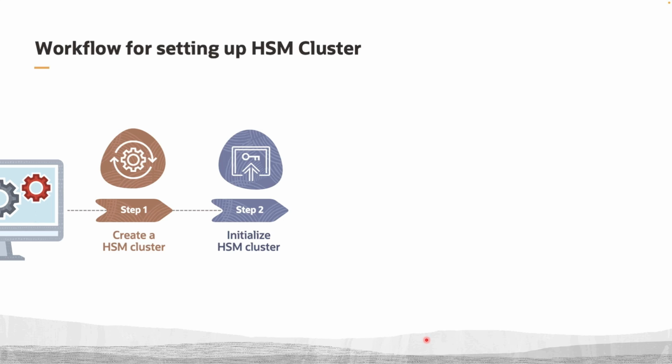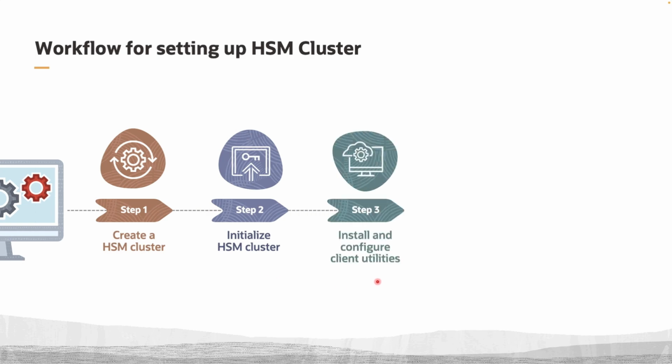That means for claiming the ownership of HSM partitions, you first download the HSM certificate signing request, that is CSR, and then you sign it and upload the signed certificate. Once the signed certificate has been uploaded, you need to install and configure client utilities, which include user management utilities and key management utilities. This enables you to activate the HSM cluster.